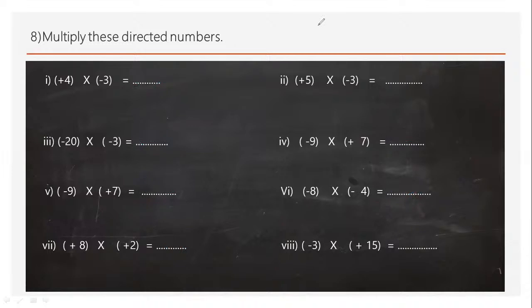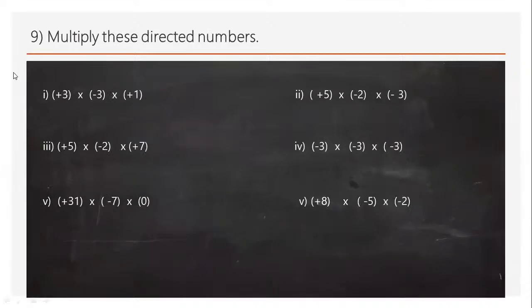Ninth. Multiply these directed numbers. When I am multiplying, doing like this: plus times minus is minus, minus times plus is minus. 3 times 3 is 9, 9 times 1 is 9. The answer is minus 9.